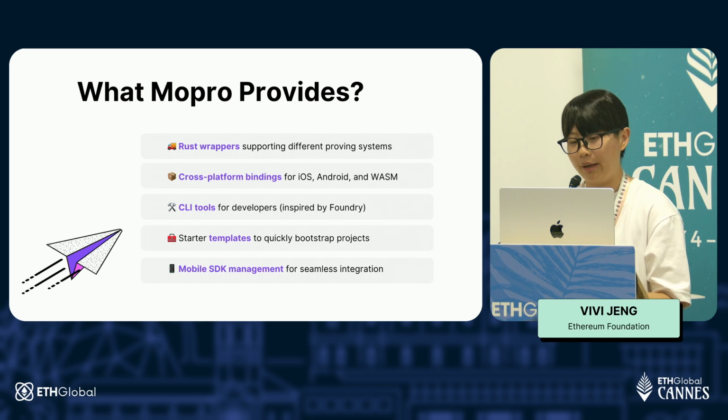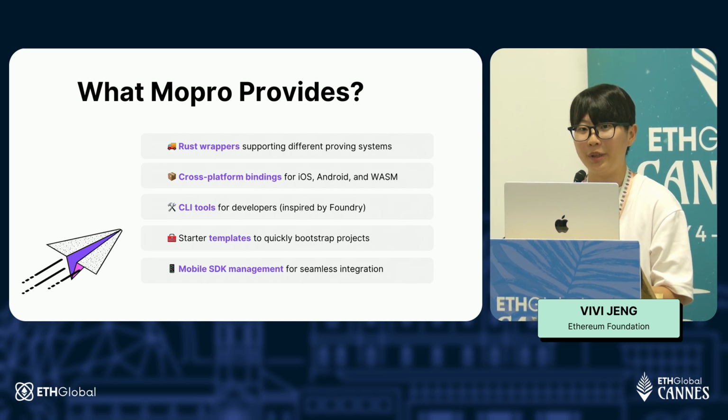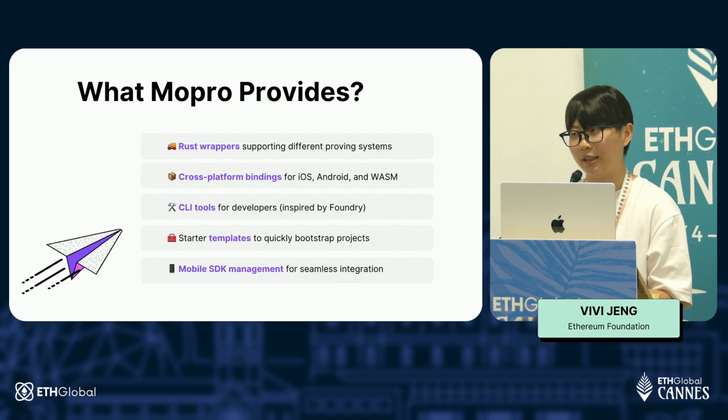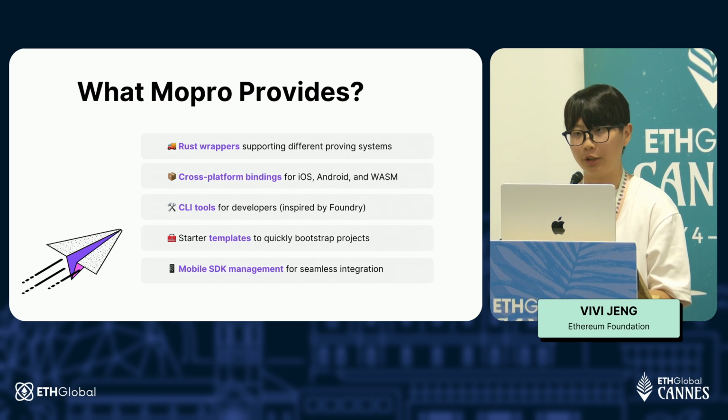And we also provide mobile SDK management. For example, we have several ZK protocols like Semaphore or ZK Email, and Mopro can help you wrap them as a mobile native package. Like you npm install, you can use a similar way to install it in your iOS or Android application.